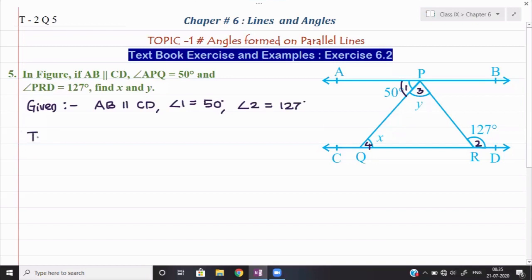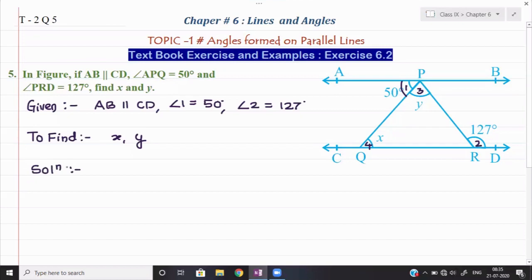Now what we need to find out here? So we shall write down here to find. We need to find out angle number 3 and angle number 4, or you can say simply X and Y, because X and Y is our ultimate task over here. Now let us start the solution. There is no construction required in the figure.